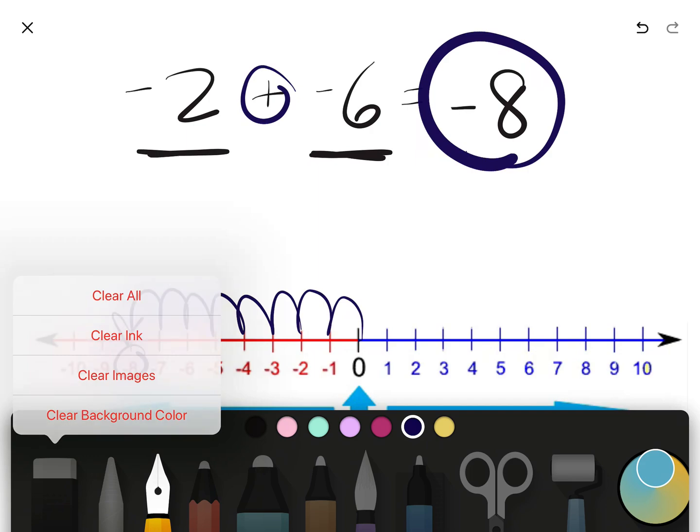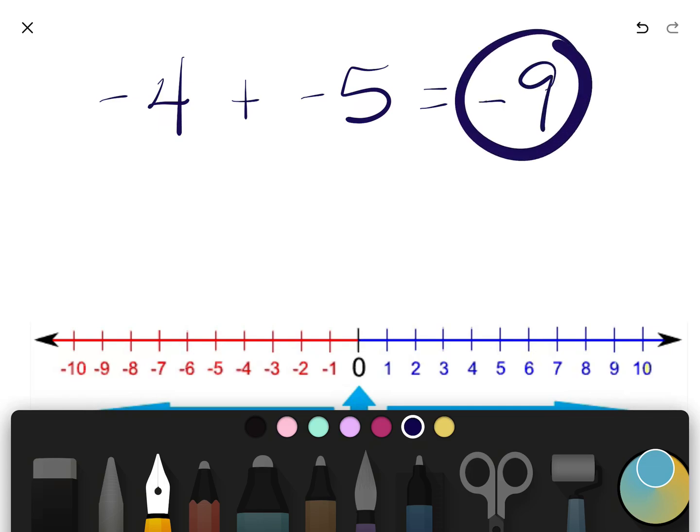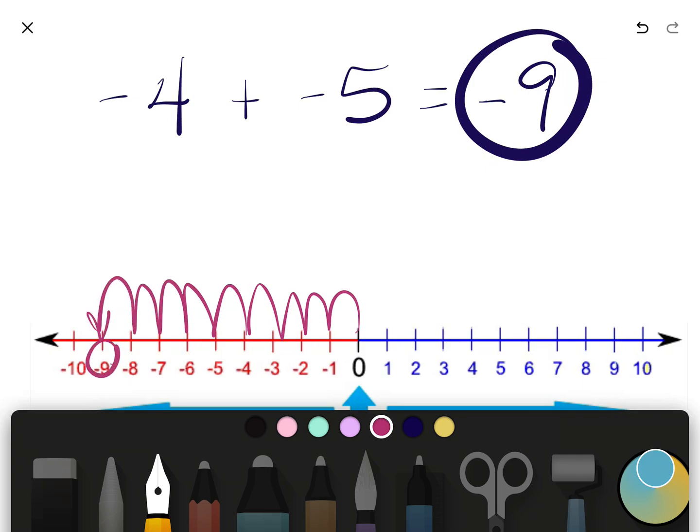All right, so negative plus a negative goes for anything. Negative 4 plus negative 5. Negative plus a negative, same signs, add. 4 plus 5 is 9. Keep the sign. That is going to be a negative 9, right? So 1, 2, 3, 4 plus 1, 2, 3, 4, 5 negatives is a total of 9 negatives.